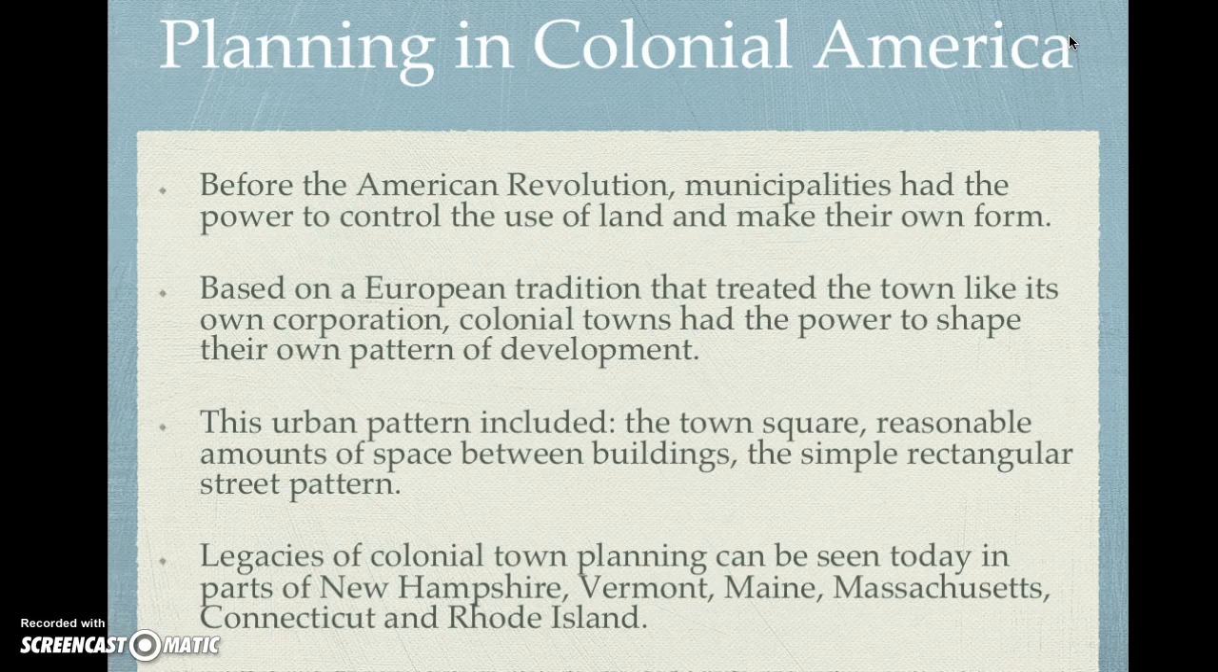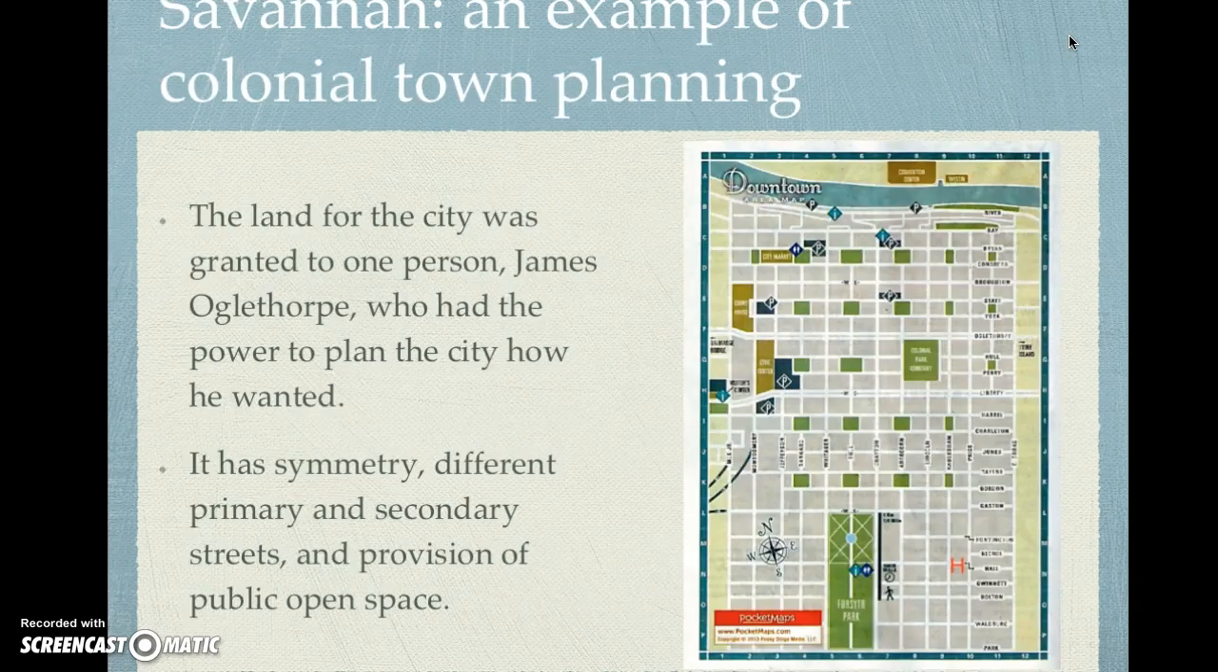So the legacies of this type of town planning, you can still see them today. You go to parts of New Hampshire, Vermont, Maine, Massachusetts, Connecticut, Rhode Island. We're thinking colonial Northeast here. You can still see how these towns got started. Okay, so let's look at Savannah as an example of colonial town planning.